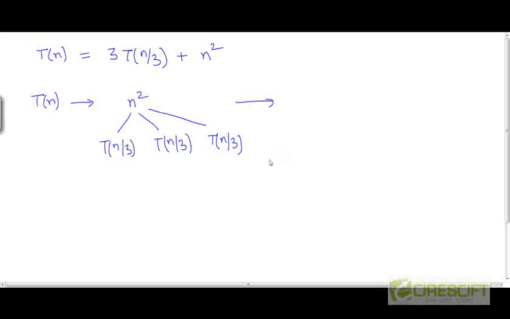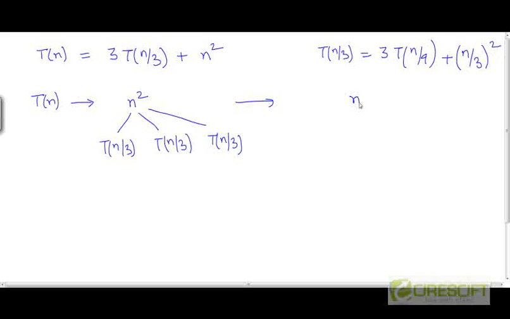After another round, we substitute T of n by 3 on the right hand side of the recurrence equation. So T of n by 3 is 3 times T of n by 9 plus n by 3 squared. So we have replaced n by n by 3 everywhere. And so we get T of n by 3 is 3 times T of n by 3 divided by 3, which is n by 9, plus n by 3, the whole thing squared.